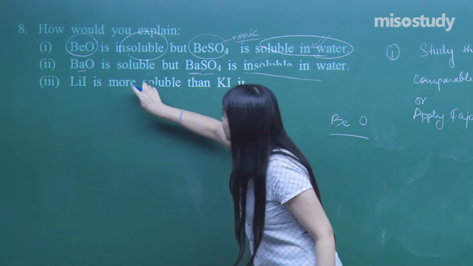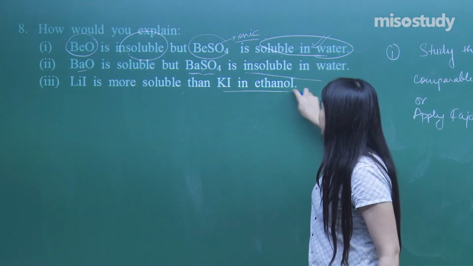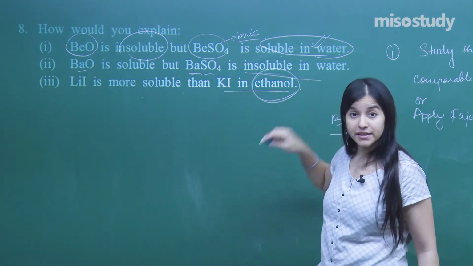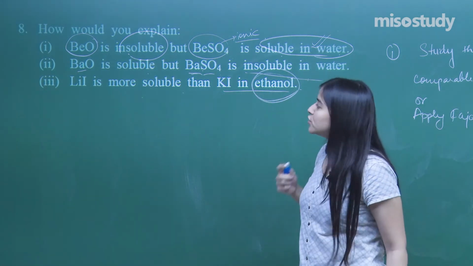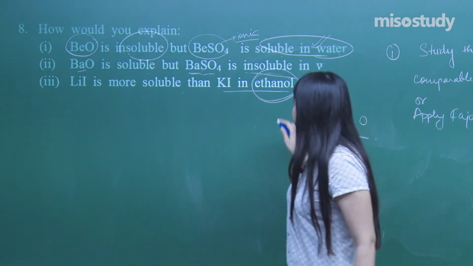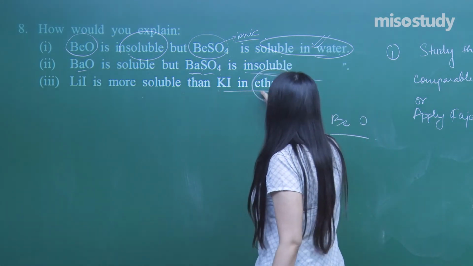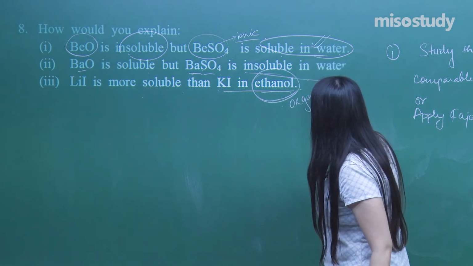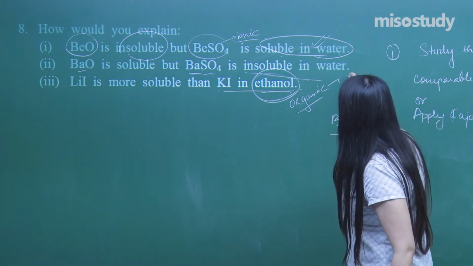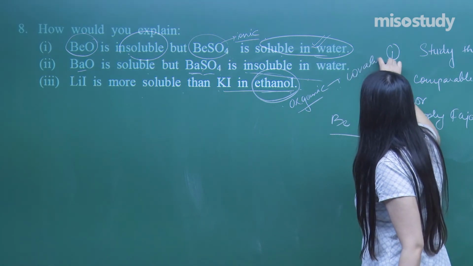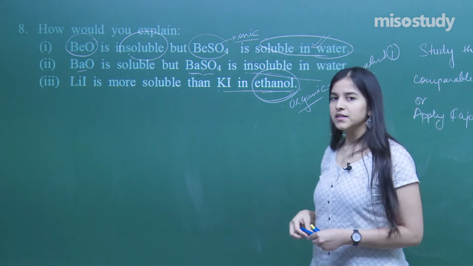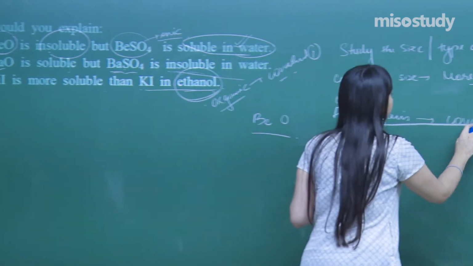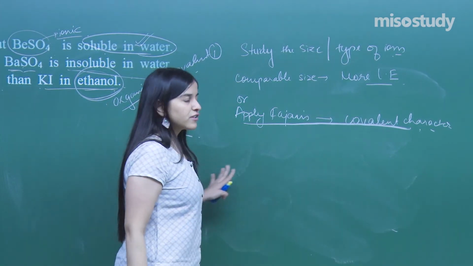Now LiI is more soluble than KI in ethanol. First of all, they are checking the solubility not in water but in ethanol. So what do you have to do in this case? See here, if they are checking the solubility in ethanol, that means ethanol is an organic solvent. Organic solvent usually dissolves covalent compounds, and from this I have found out that I have to apply Fajan's rule over here.